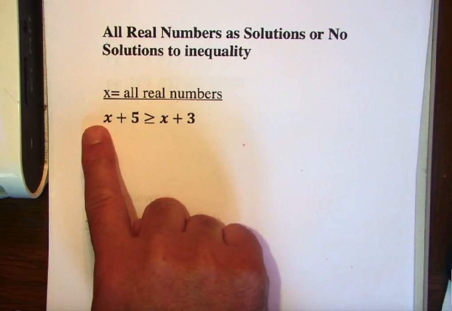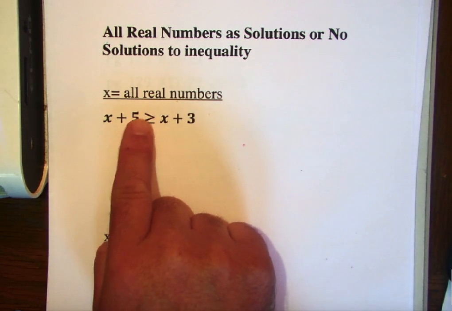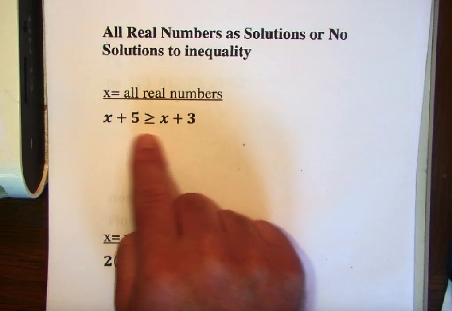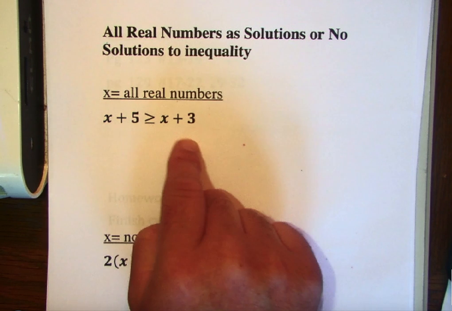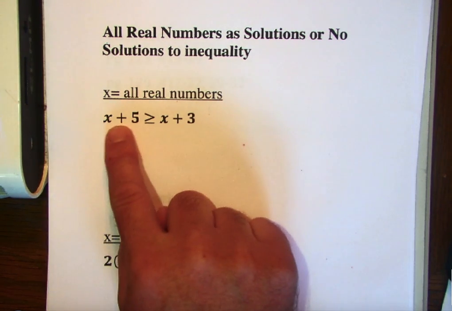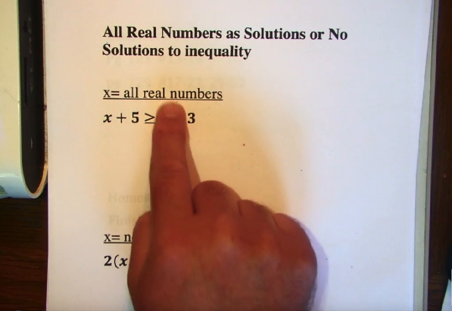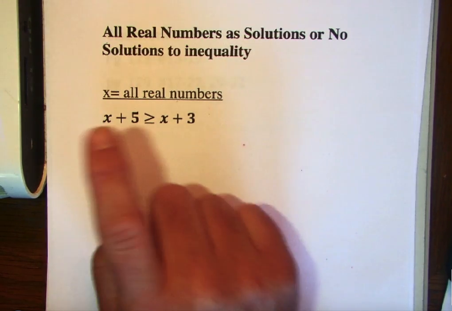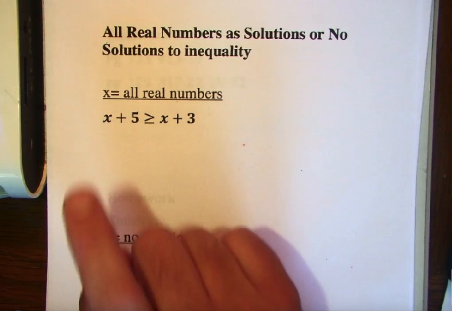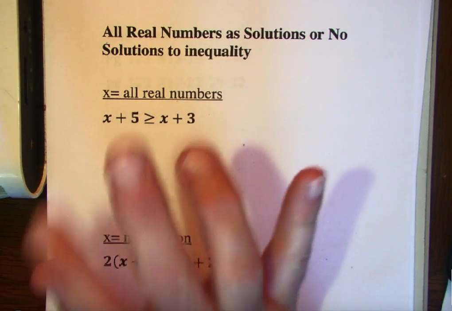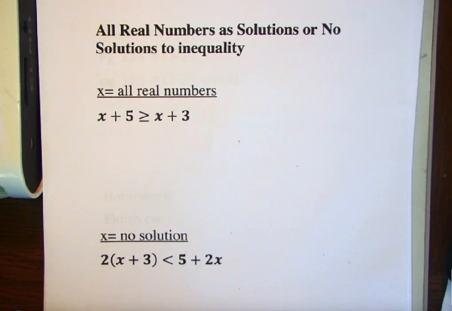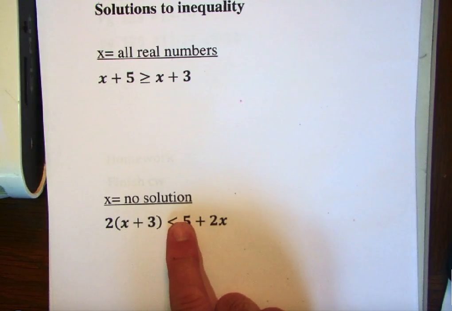and I want you to think and kind of reason through it. This inequality, x plus 5 is greater than or equal to x plus 3, that every number for x works, all the real numbers. 1, a million, negative 10. Any number you put in here that's real will make this true. There is no real number that doesn't work. Fractions, decimals, negatives, positives, square roots. Everything that's real is going to work. Well, most square roots.